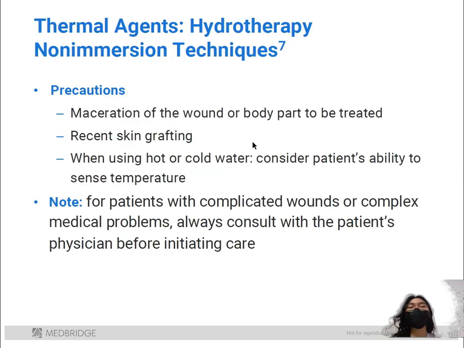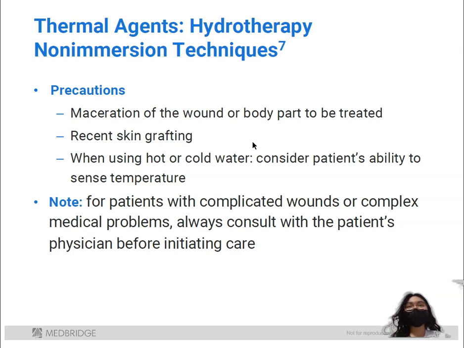Another precaution, no, maceration of the wound or body part to be treated. No, when we say maceration of the wound, sabihin masyadong nasasobrahan na sa moisture yung wound, which is not good, no? Which is not good for the recovery, no, wound na yon. Okay, so precaution yan. Wag na lang tagalan masyado, no, ang inyong hydrotherapy session.